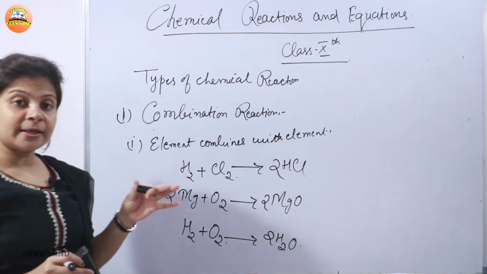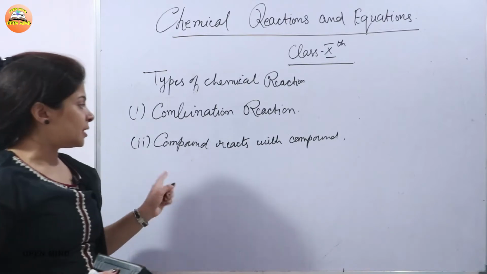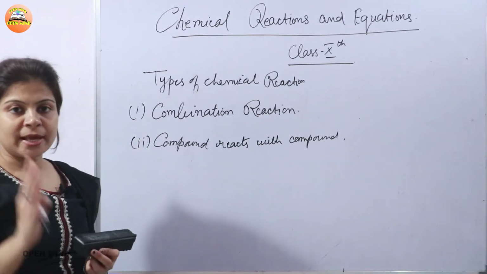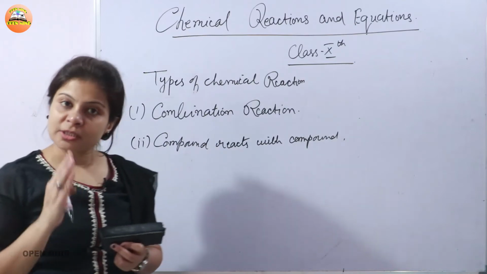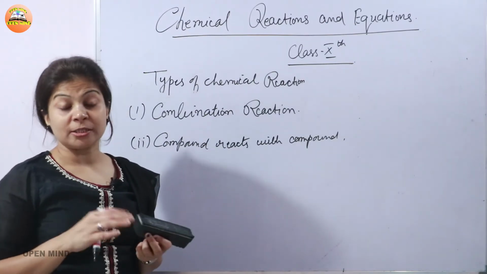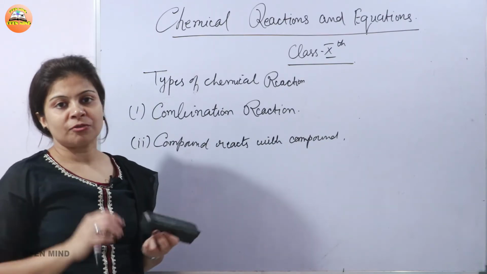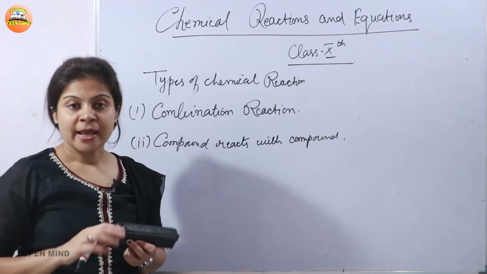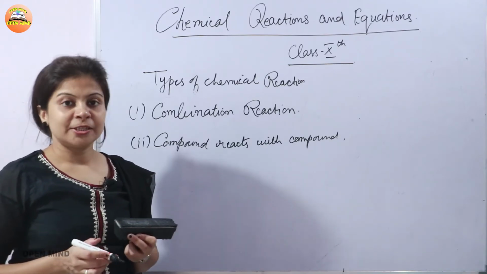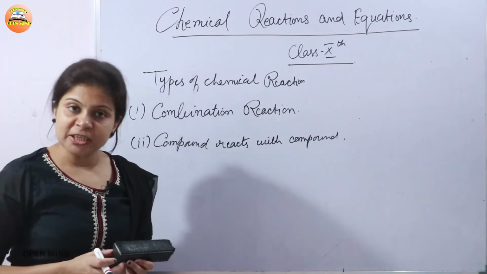Now we will see another type of combination reaction. In the second case, we will see when a compound reacts with another compound. As I said, the atom is the simplest form of matter. Two atoms of similar kind combine to give rise to molecules. Molecules of the same type combine to give you elements. Elements combine in different ratios to give rise to compounds. And compounds, when mixed in different ratios, give rise to mixtures.